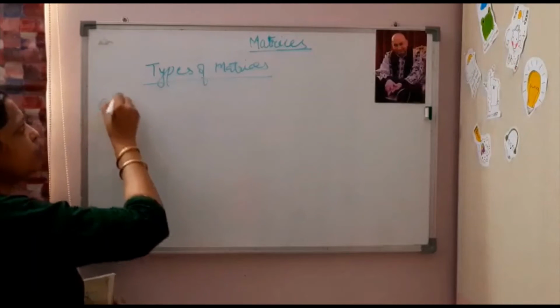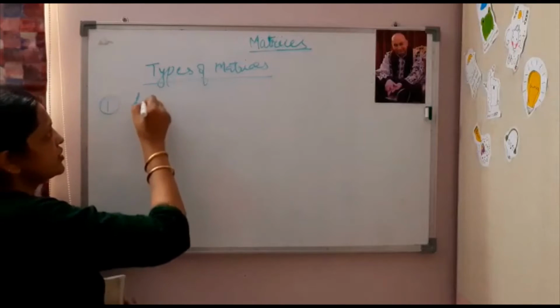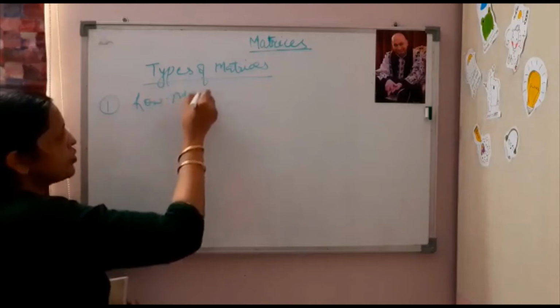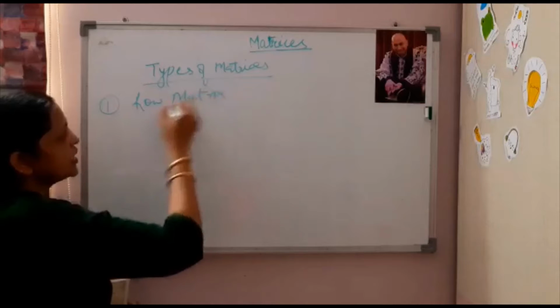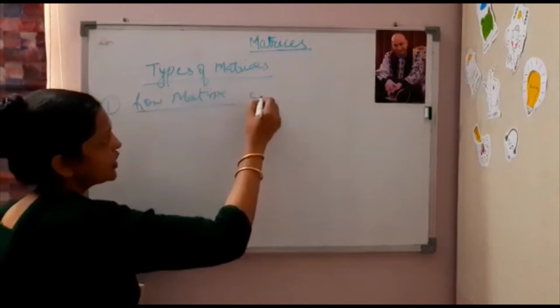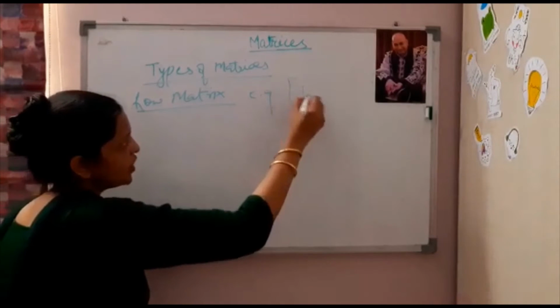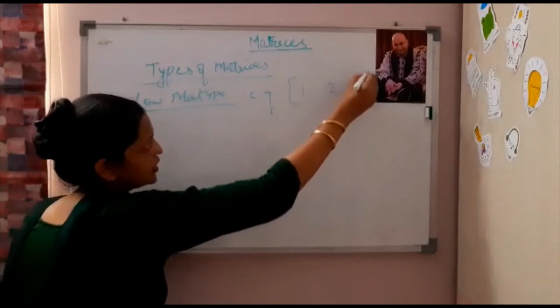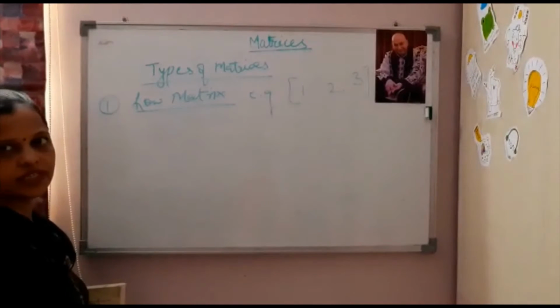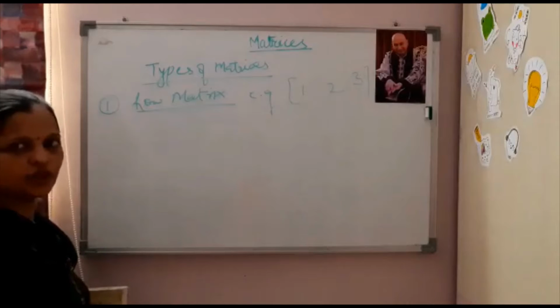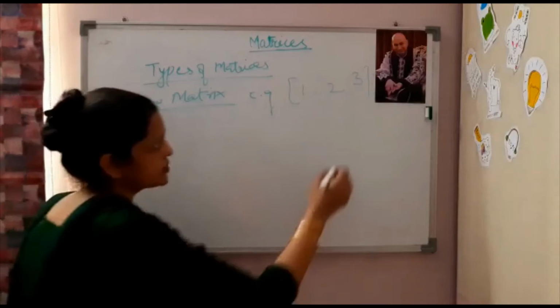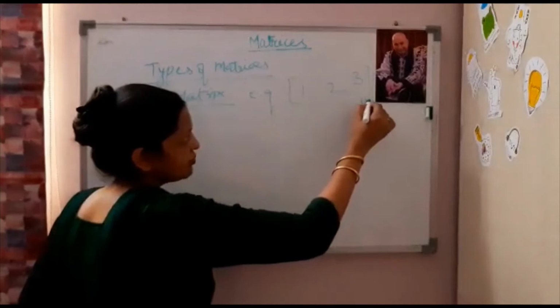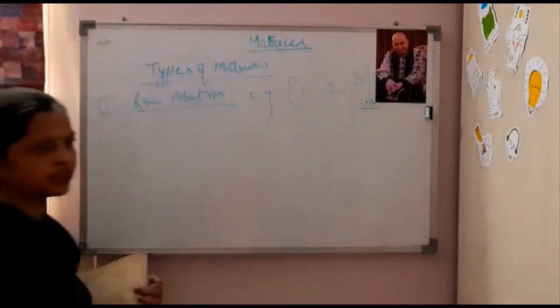First I am telling you the row matrix. A row matrix is one in which all the elements are present in a single row. For example, say 1, 2, 3. All the elements are present in a single row. In this case, 1 row and 3 columns. So the order will become 1 by 3 in this case, right?